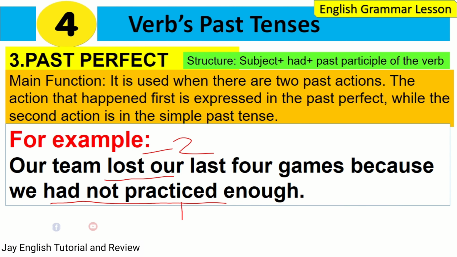And obviously, practicing your game or having a practice happens first before you play your actual game. Okay? So practice comes first. That is why we say here, we had not practiced. Okay? Then in our second action, which is lost, we are just using the simple past tense. Lost is the simple past tense of the verb lose.